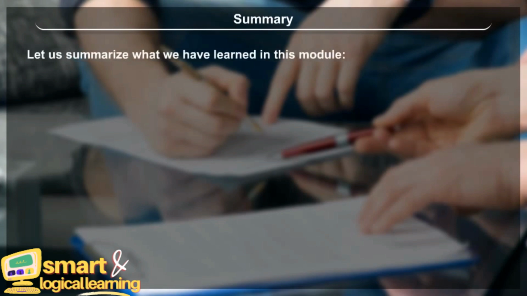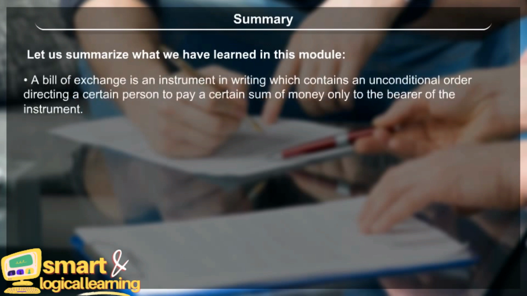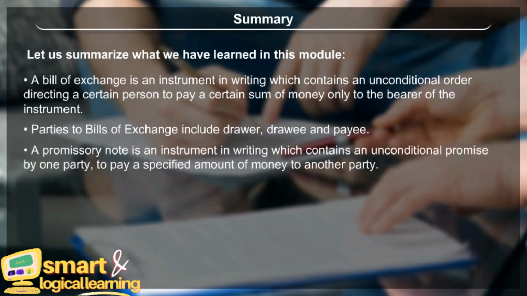Summary. Let us summarize what we have learnt in this module. A bill of exchange is an instrument in writing which contains an unconditional order directing a certain person to pay a certain sum of money only to the bearer of the instrument. Parties to a bill of exchange include the drawer, drawee, and payee. A promissory note is an instrument in writing which contains an unconditional promise by one party to pay a specified amount of money to another party.